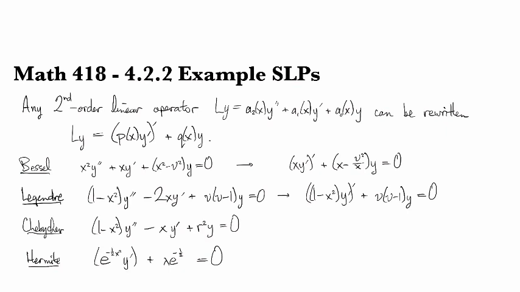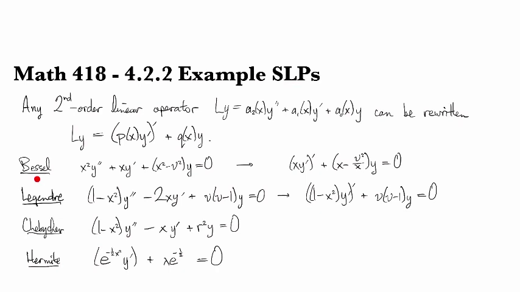So examples of Sturm-Liouville problems include all of the problems that we've seen already coming from separation of variables, from the heat equation or the wave equation. But in general, any second-order linear operator is going to have this form, and it can be rewritten in the Sturm-Liouville form, sometimes with the use of an integrating factor.